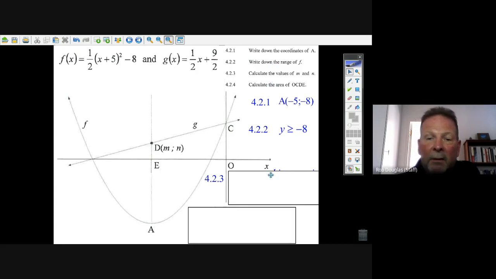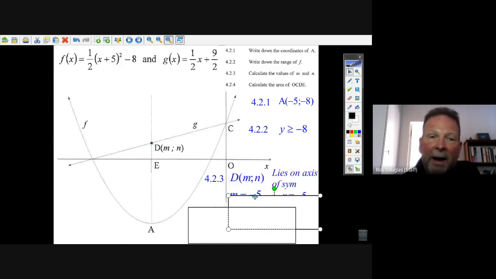Now it says calculate m and n, which are the coordinates of D. Well, we know now that that's minus 5 and minus 8. So the x-coordinate, D is directly above it, lies on the axis of symmetry. M must just equal minus 5 because it lies on the axis of symmetry, which is x is always equal to minus 5. So that M must be minus 5.